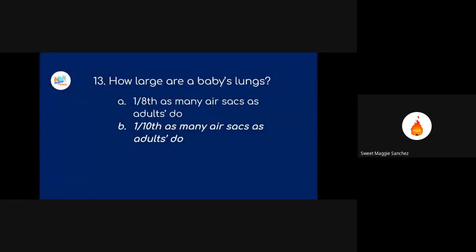Okay. Question 13. How large are a baby's lungs? They're very small. One tenth as many air sacs as adults do. I actually tried to Google how large one tenth is, but there's no actual measurement of the air sacs in a baby because, of course, that's really cruel to dissect for science. But that's how small they are. One-tenth as many air sacs as adults do.